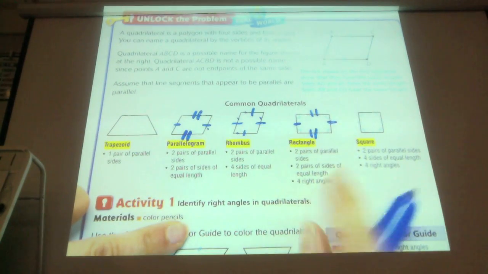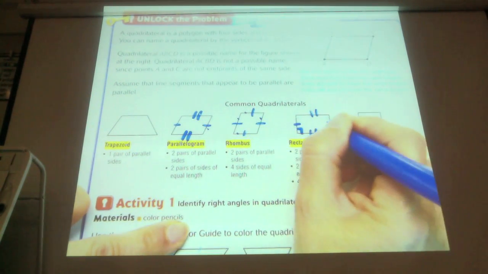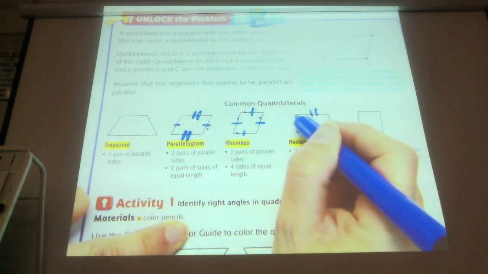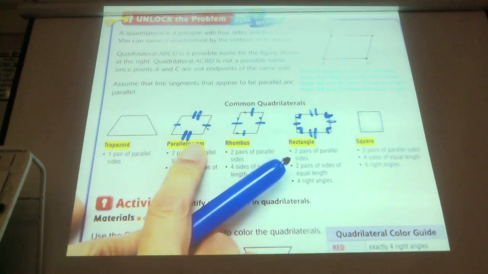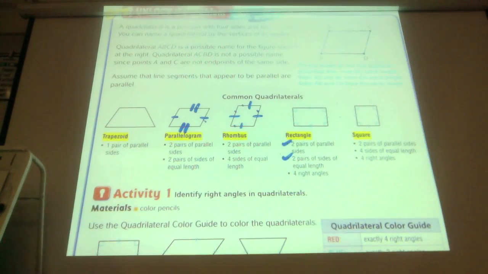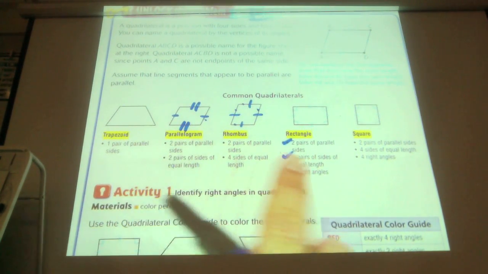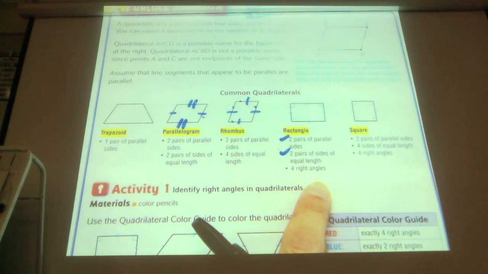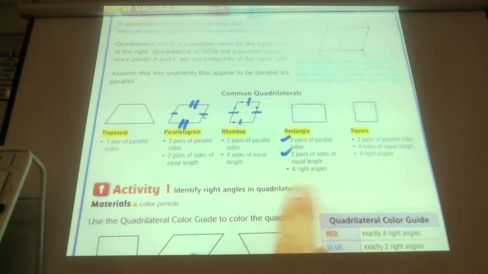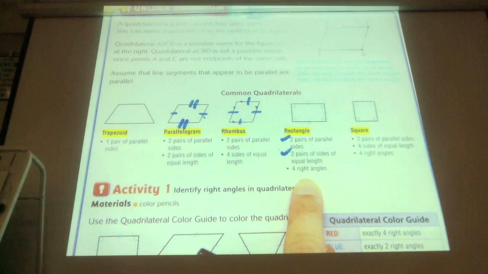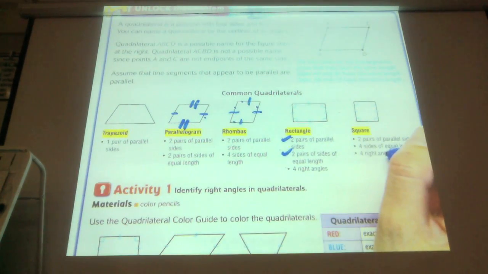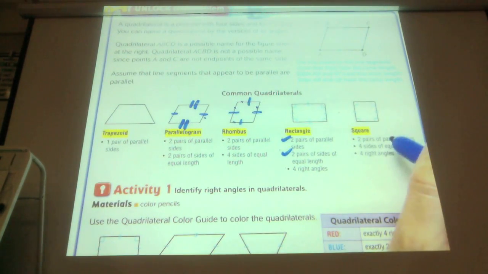The last clue: there are four right angles. This does not look like a rectangle tipped sideways. This looks like a rectangle tipped sideways. A rectangle can be classified as a parallelogram. But just because it's a parallelogram does not mean it's a rectangle. It only is a rectangle if it has four corners that are right angles.